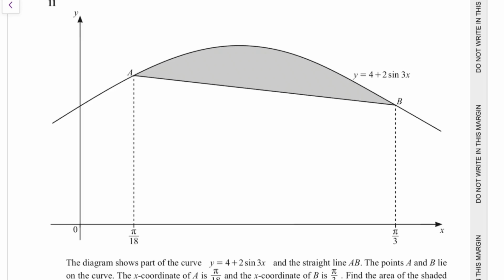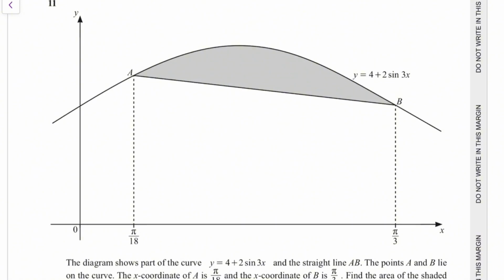Question 11. The diagram shows part of the curve y equals 4 plus 2 sine 3x and the straight line AB. The points A and B lie on the curve. The x-coordinate of A is pi over 18 and the x-coordinate of B is pi over 3. Find the area of the shaded region, giving your answer in exact form.